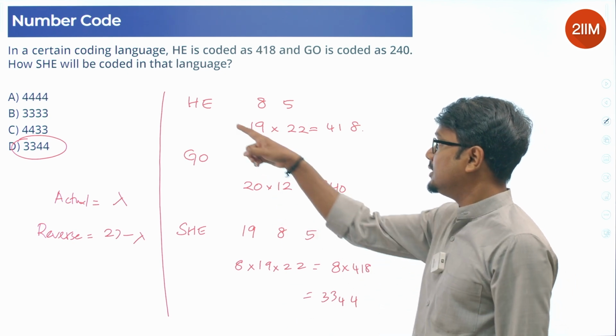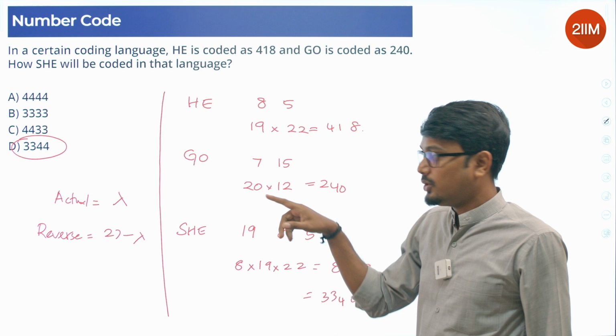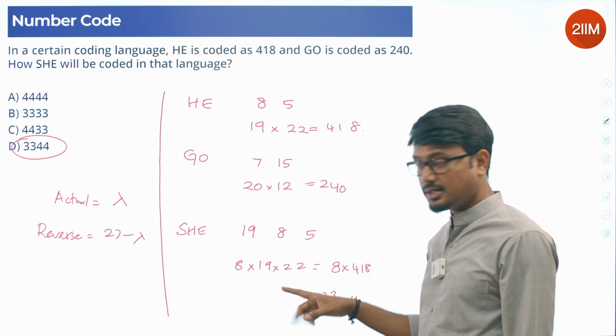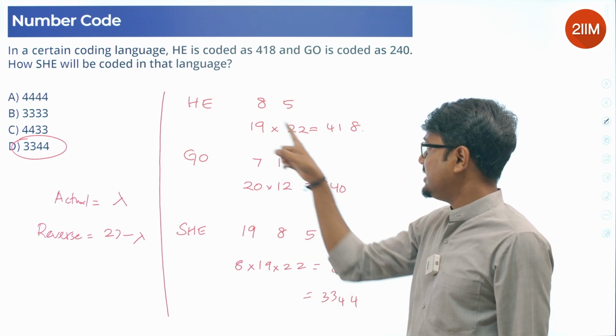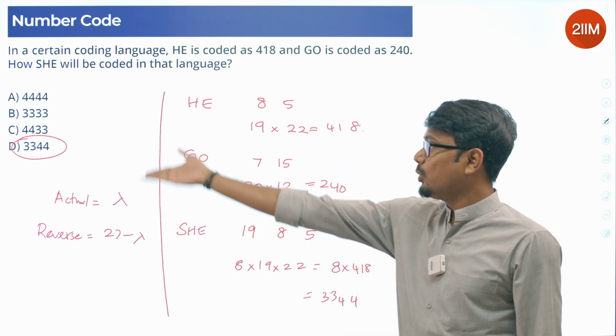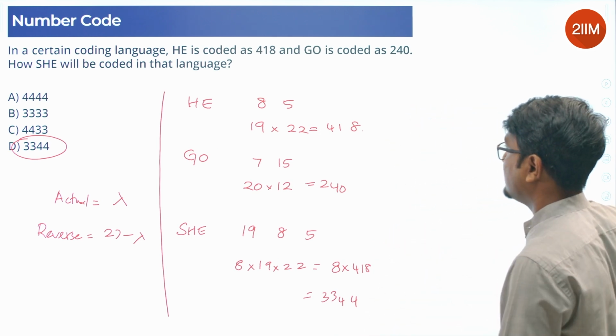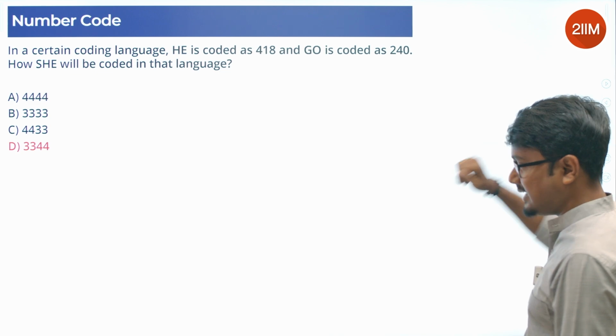Suppose if you confirm this answer, you can bypass this step. This is just a confirmation. So you can bypass this and conclude the answer like this. How so? HE is 4 and 8. SHE should be a multiple of 4 and 8. Look at the options which is a multiple of 4 and 8. Jump to the conclusion. The answer is supposed to be option D. Yes, right answer.